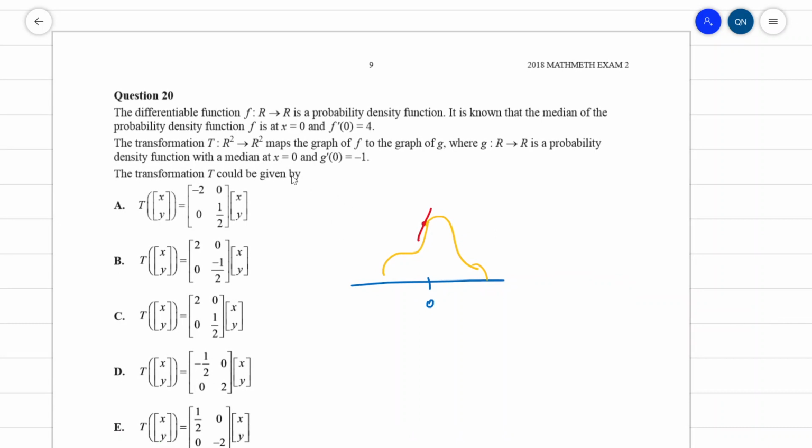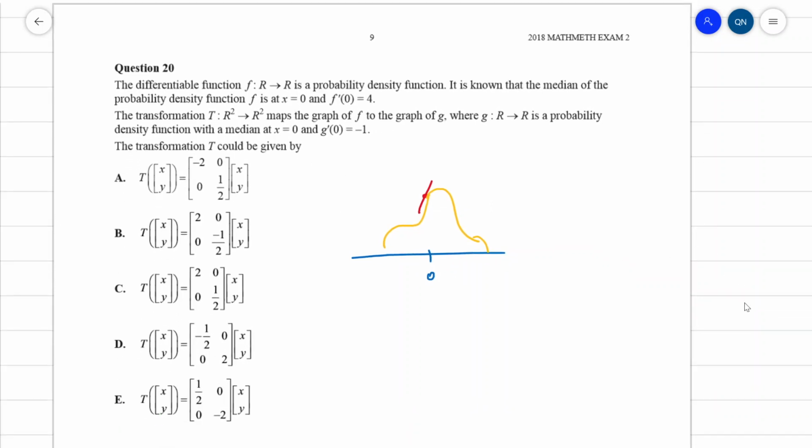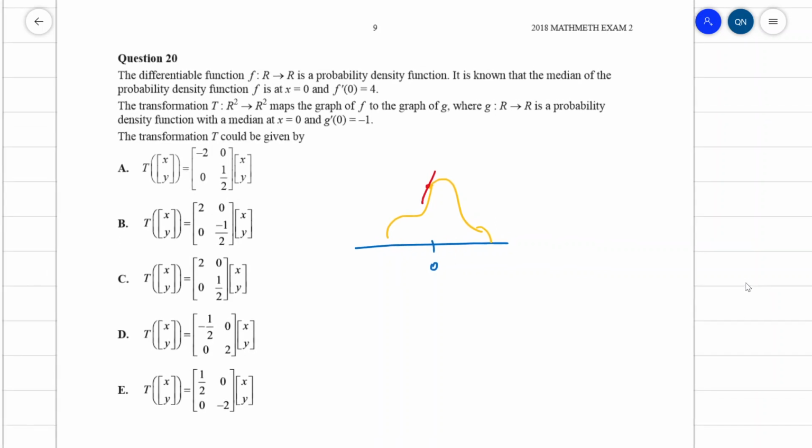The transformation T maps the graph of f to the graph of G, where G is also a PDF with median 0 and G prime of 0 equals 1. So this is f here. And now I'm going to map it to another graph, also with a median at 0, but now the gradient at 0 is -1, so it goes down, yeah, it's less steep than the gradient we had above here.